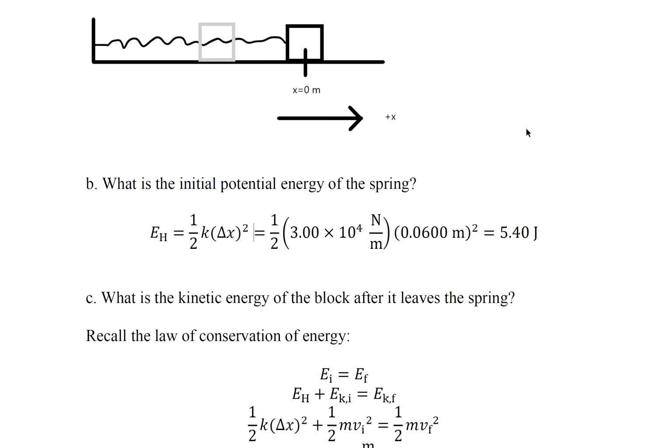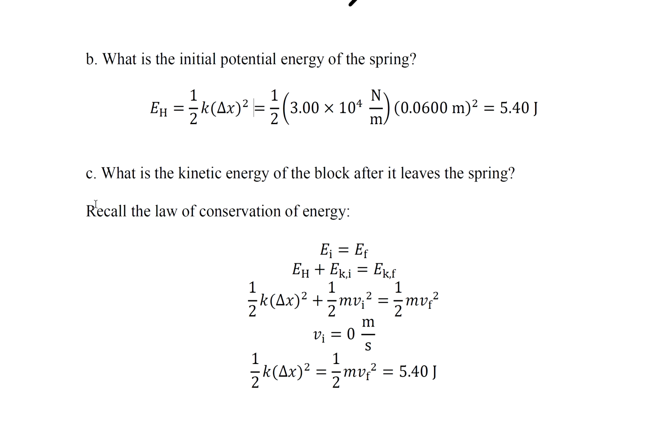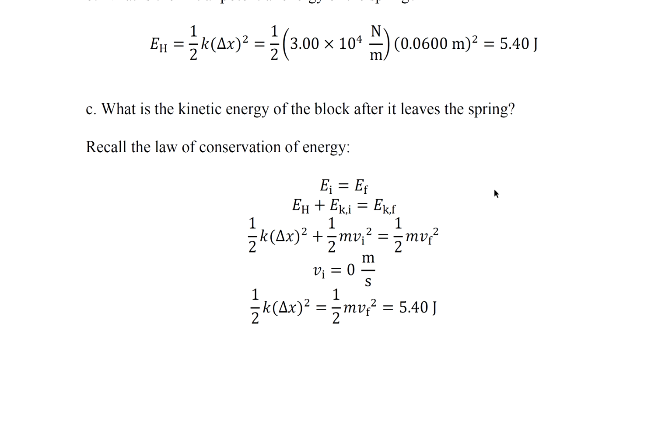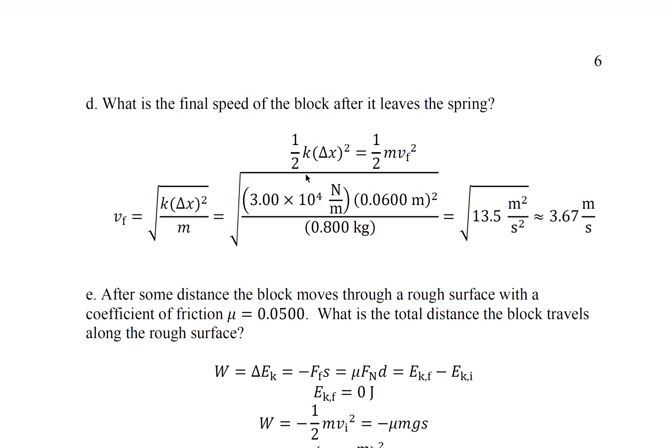Part C, what is the kinetic energy of the block after it leaves the spring? So recall the law of conservation of energy. So we get 5.40 joules. Part D, what is the final speed of the block after it leaves the spring? We have this equation here. Energy initial equals energy final.